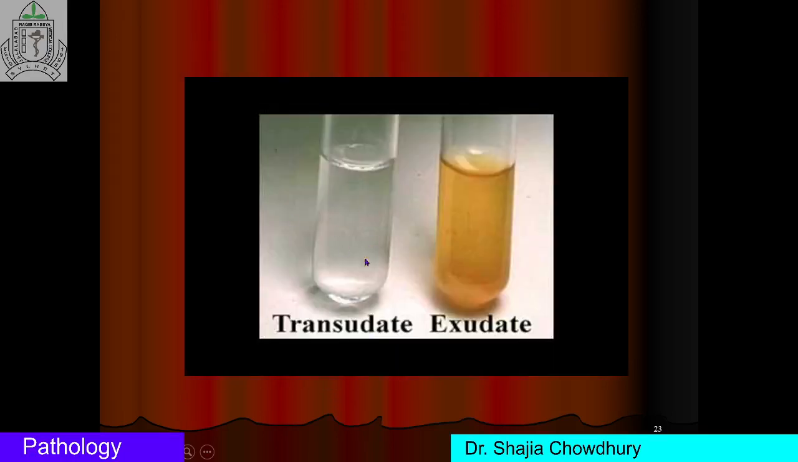This is a clear fluid, this is transudate, and this hazy inflammatory fluid is exudate. This is a very important figure. Transudate is always clear, crystal clear, and exudate is always hazy and contains cellular debris and much protein content. This is exudate and this is transudate.